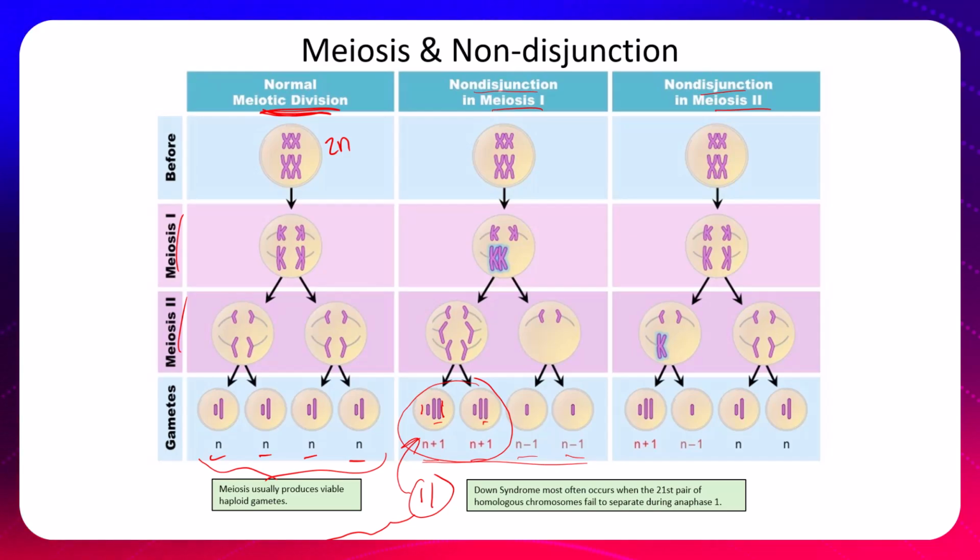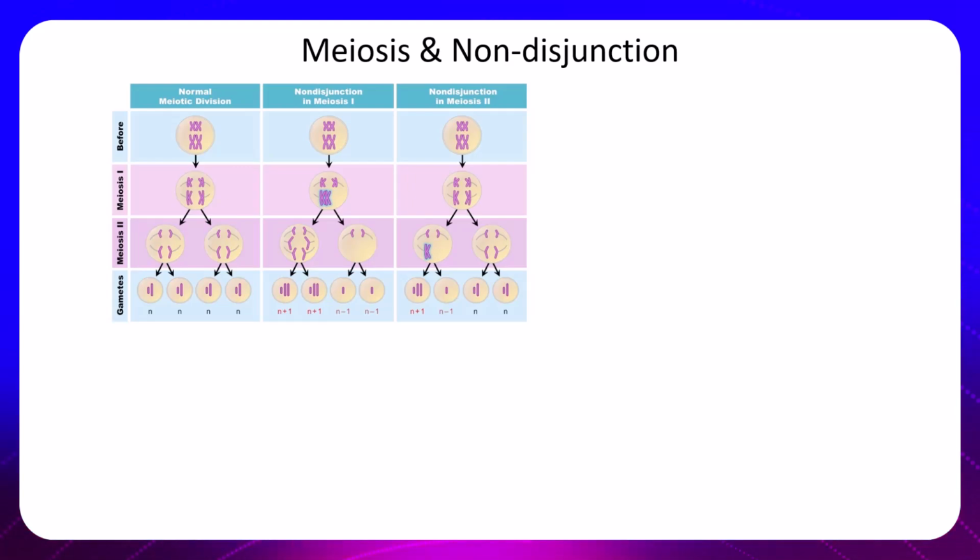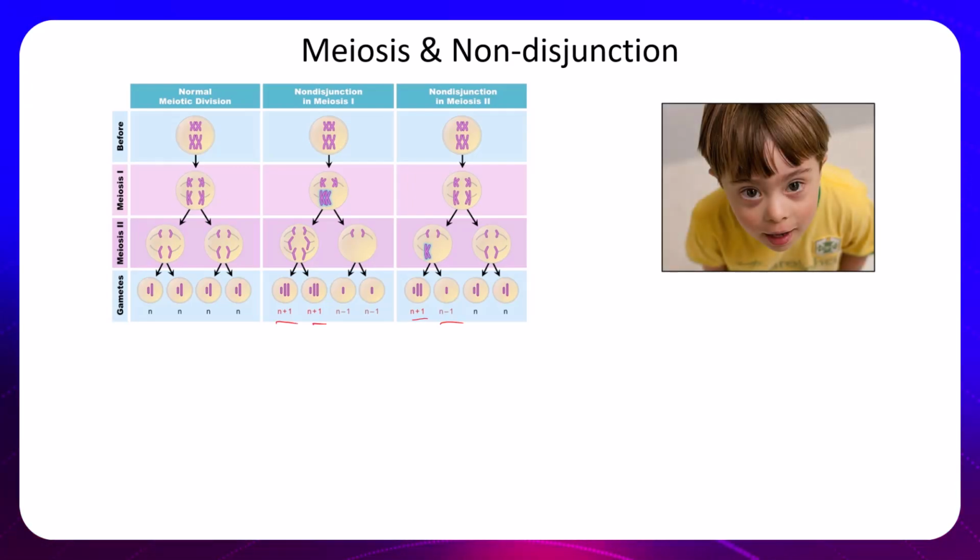If non-disjunction happens in meiosis II, you'll see that the sister chromatids at this point fail to separate. That sends these, after meiosis II, both to this particular gamete, which would result in a trisomy. This gamete would be missing one, and you would have two normal gametes as the result of normal meiotic division through this right side. Non-disjunction and a potential future trisomy results in a disorder known as Down syndrome. Okay, Down syndrome is a genetic disorder, a physical and cognitive disability.